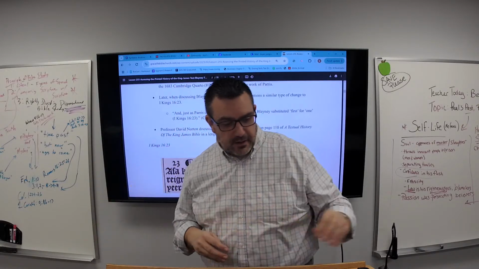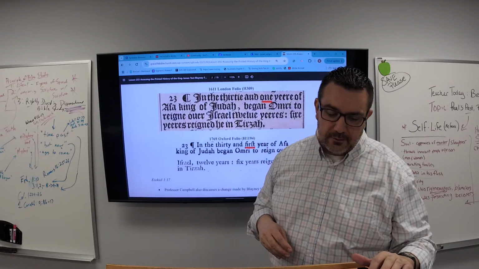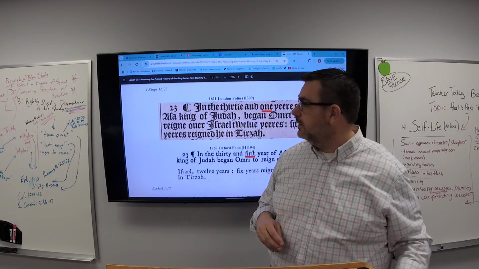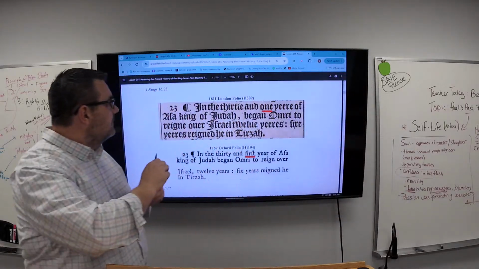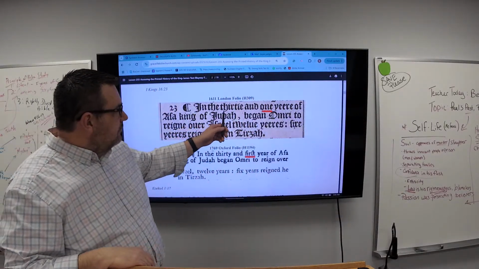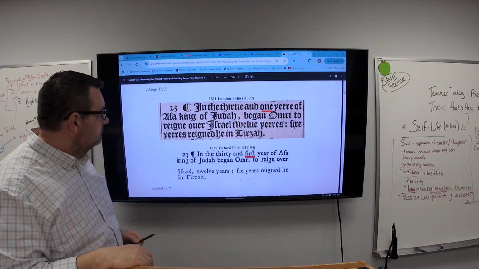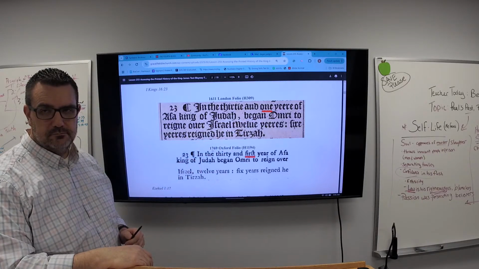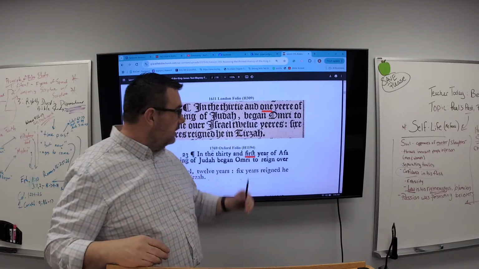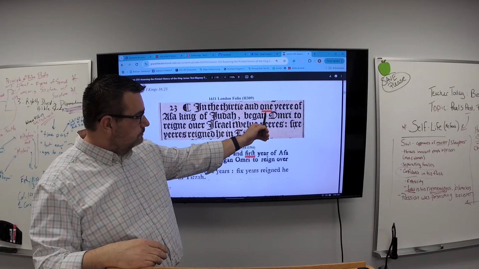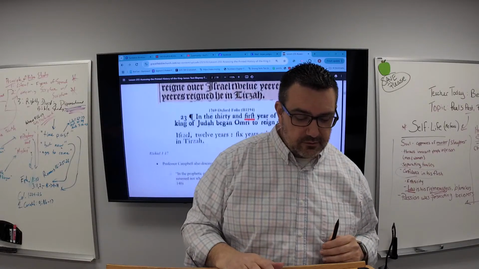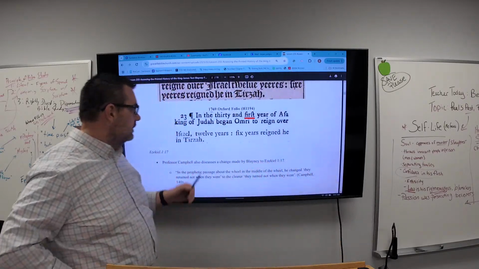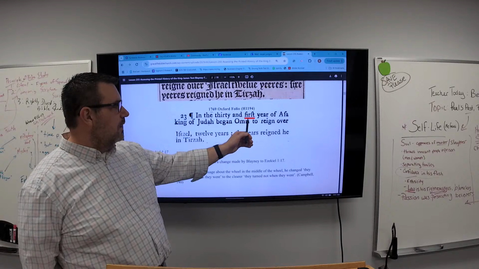So let's look at the example here. All right, so you've got 1 Kings 16:23. Notice the reading of the 1611: "In the thirty and one year of the king." Okay, so you see the word in question here is what? One. Then if you look at Blayney's work from 1769, notice what it says, "in the thirtieth and" what?